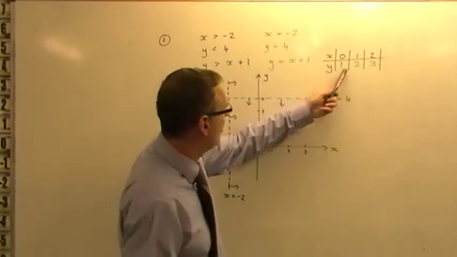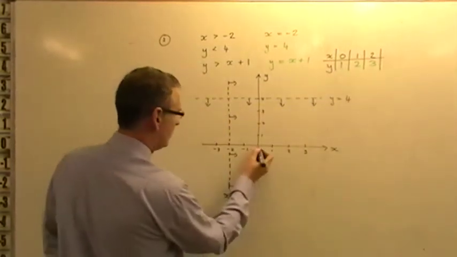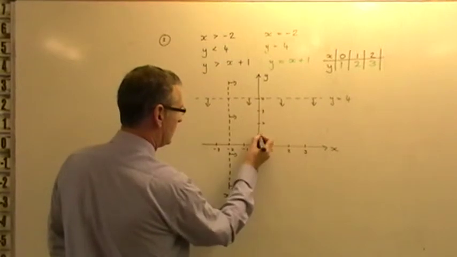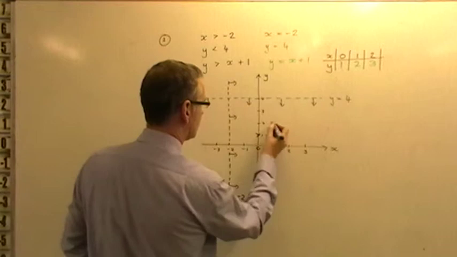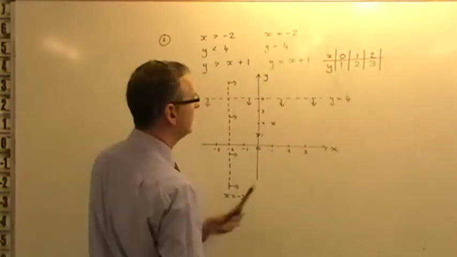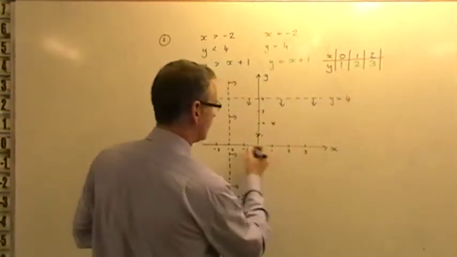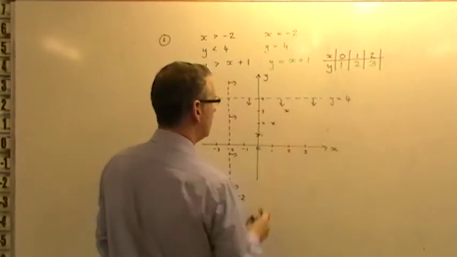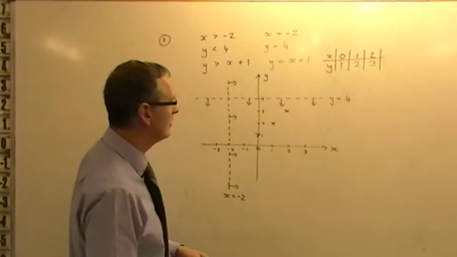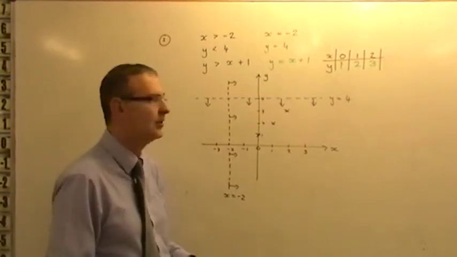So, 0, 1. So in the picture, 0 on the x is there and 1 is there. Next, 1, 2. 1 across, 2 up is there. Next, 2, 3. That's 2 across, 3 up, that's there. Get yourself a straight edge and draw a diagonal line joining those points.